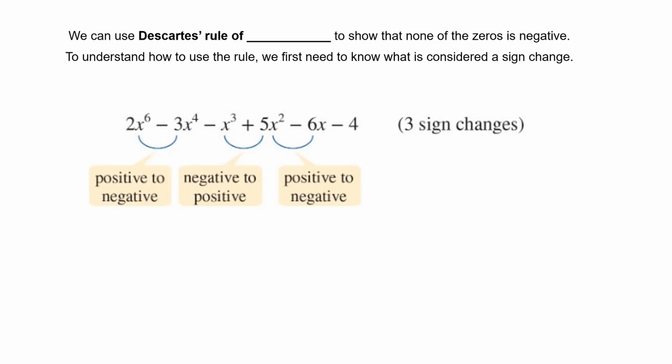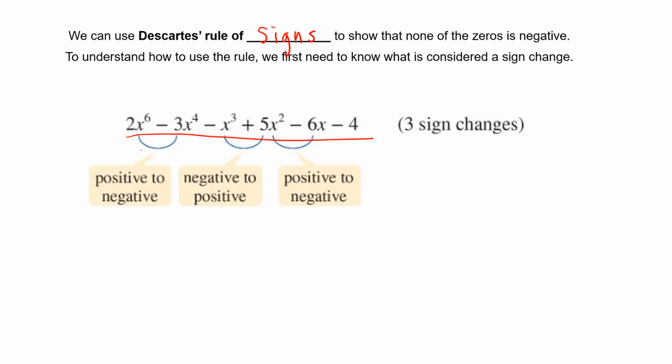Okay, we were talking about Descartes' rule of signs, and this helps us find out how many positive and negative real zeros a polynomial function will have. So a sign change means if you put all your terms in order from the highest power of x down to the constant, a sign change is just as you go from one term to the next, does the sign change on the coefficient of whatever power of x that is.